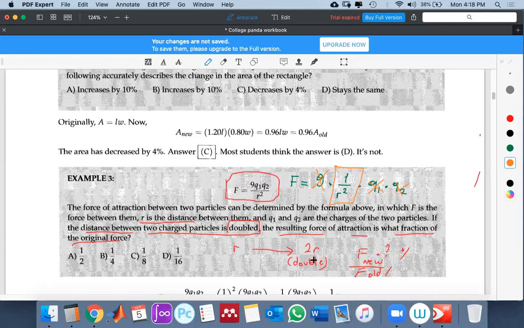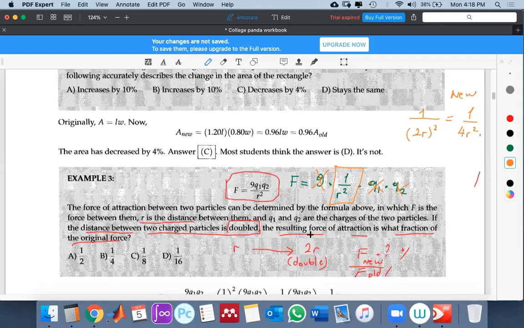When R is doubled, it will be 1 over 2R squared. So what will that be? It will be 1 over 4R squared. So this is the new one, and this is the old 1 over R squared.